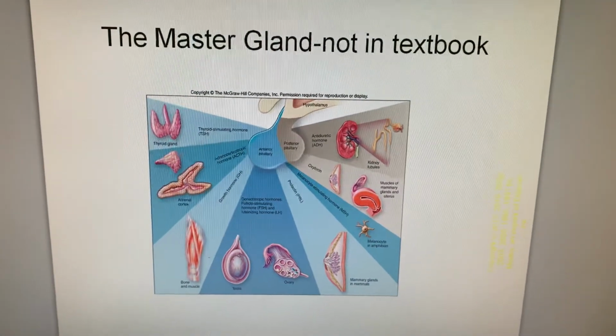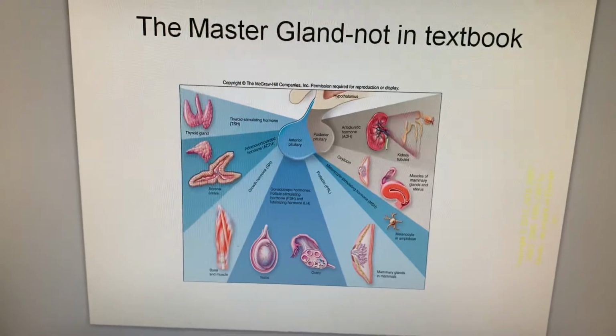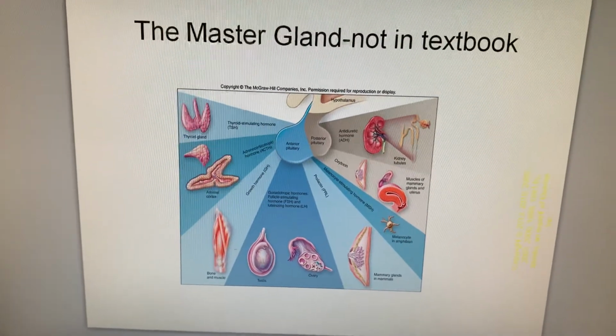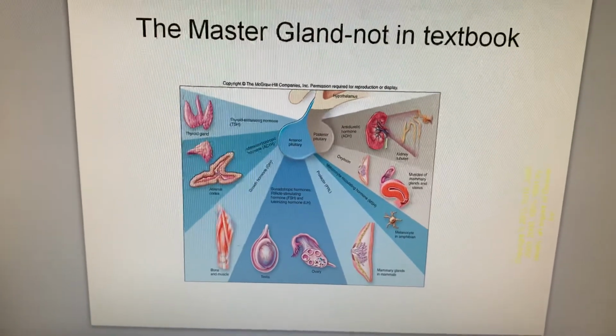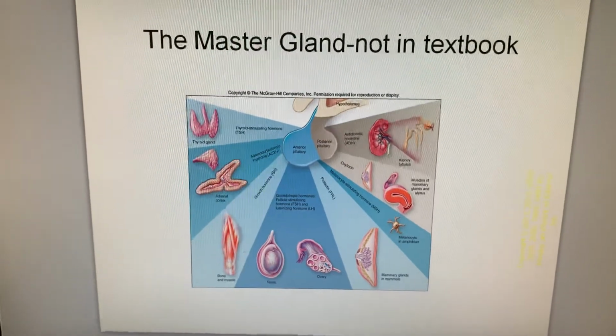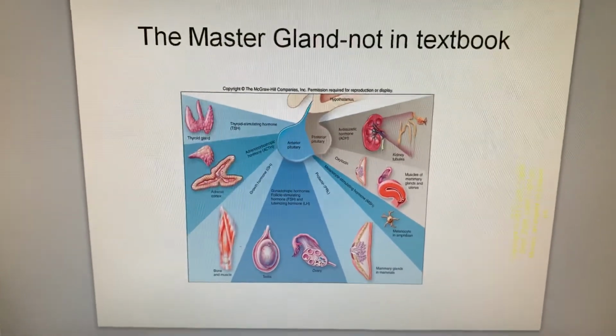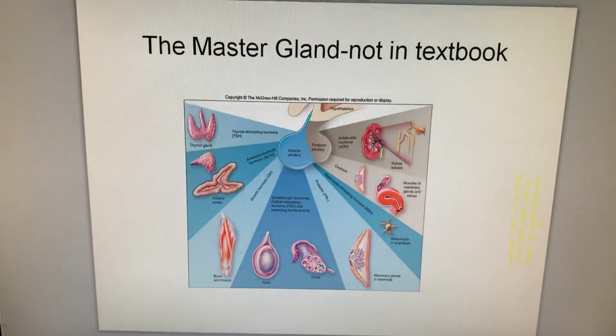So I'm going to stop right here before we get into the master gland. So make sure you have read at least the introduction to this chapter, and then we're going to kind of get into the ATI book, since the textbook doesn't really contain anything about the pituitary.